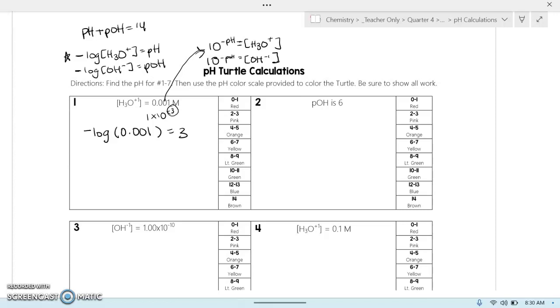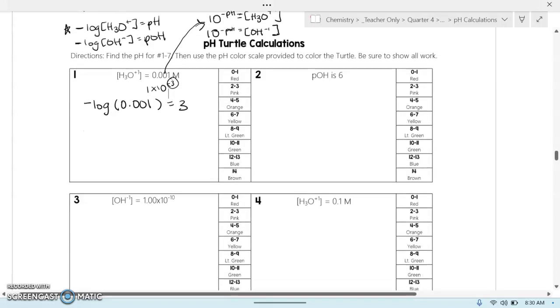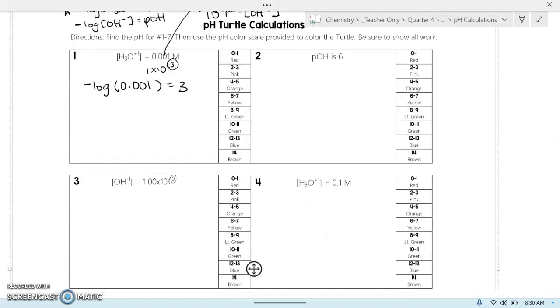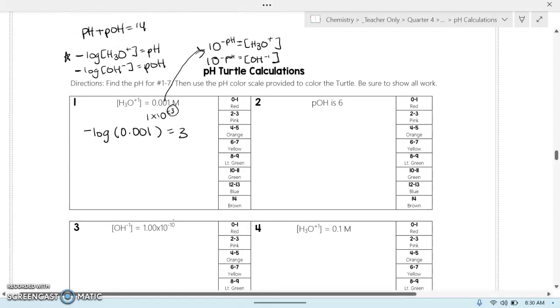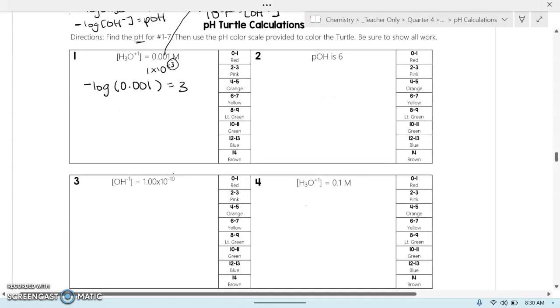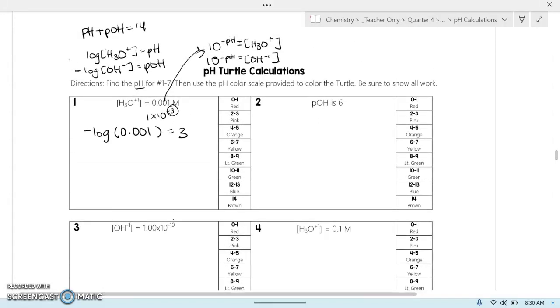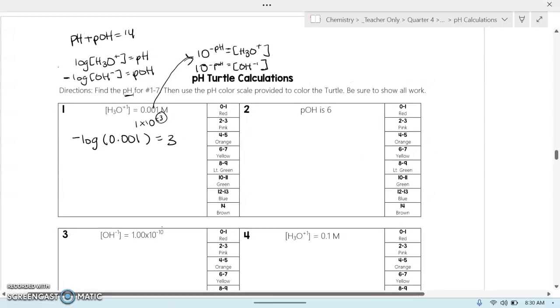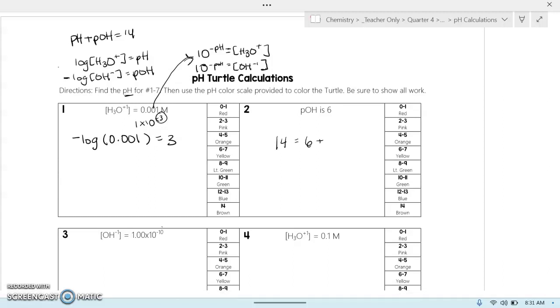A little helpful hint for number 3, that should help you. Right here is your pOH. And if you don't believe me, you can put it in your calculator and see for yourself. But remember, for this, you're finding pH, so that one you'd also have to subtract from 14 to get the pH. Number 2, pOH is 6. That's going to be using the sum of pH and pOH is 14. So if we have 14, and 6 is pOH, what's our pH? Looks like it would be 8.